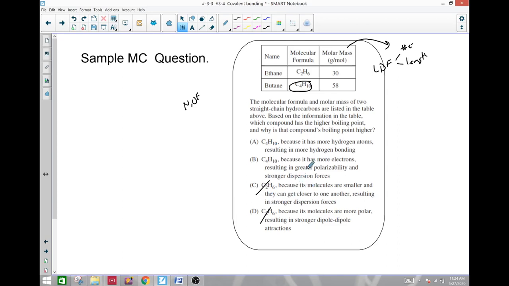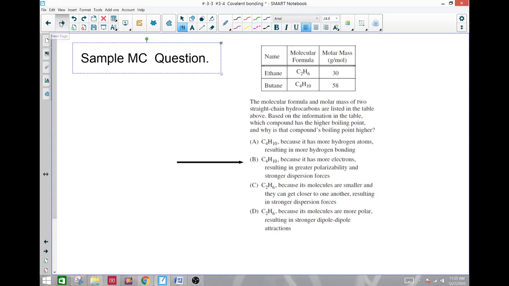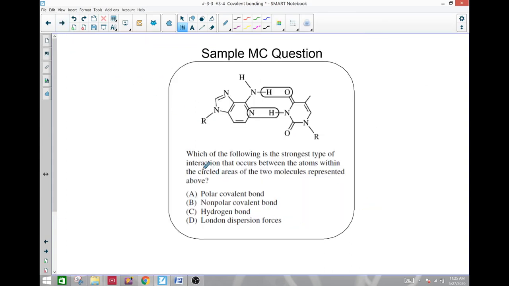So another question is why? This one's saying it's because it has hydrogen bonding. That is a big no-no. It doesn't have a highly electronegative atom. So the answer is letter B, because it's more polarizable. Anytime you see the word polarizable, you're always dealing with London dispersion forces. There's my answer. Next one. Which of the following is the strongest type of interaction that occurs between the atoms within the circled area? You should be aware that's really classic hydrogen bonding. Letter C.